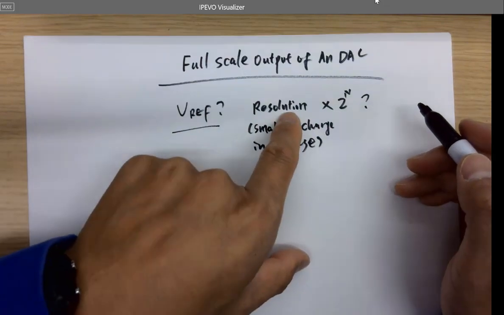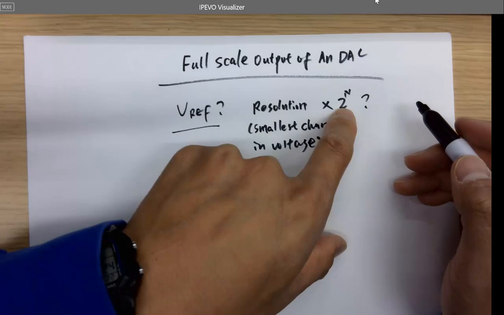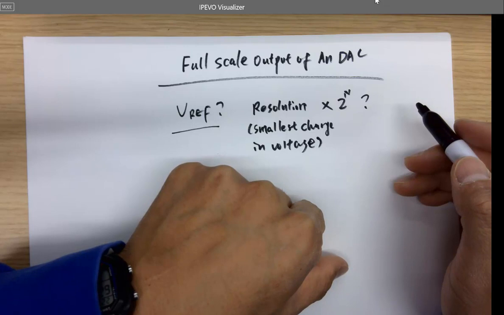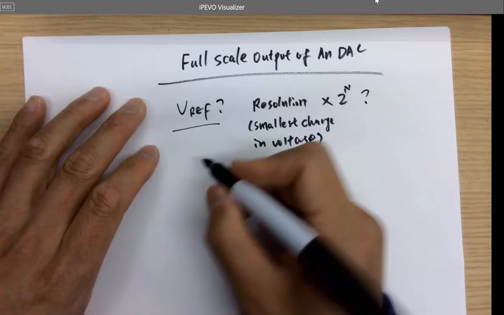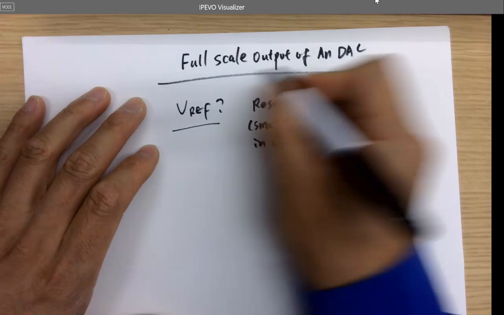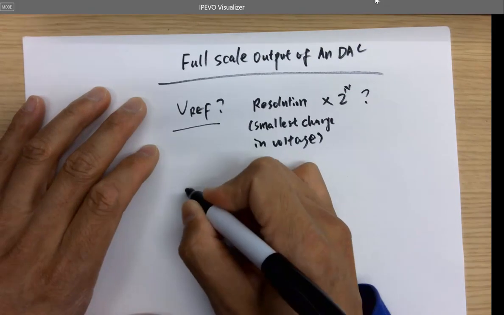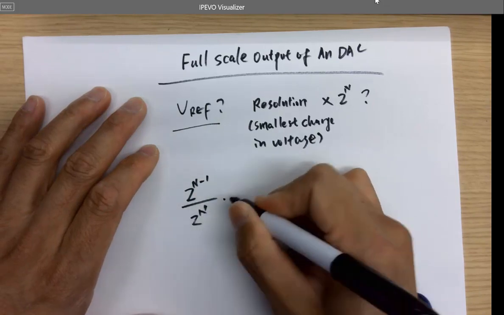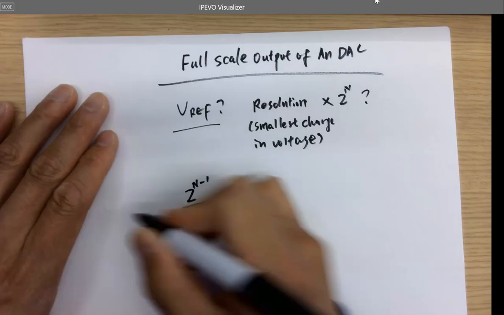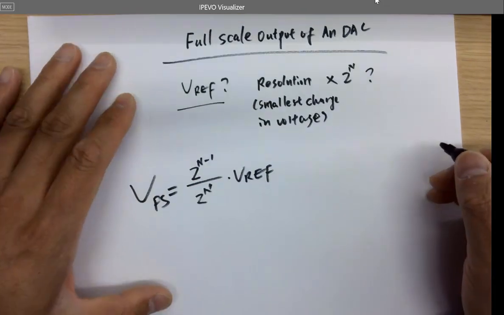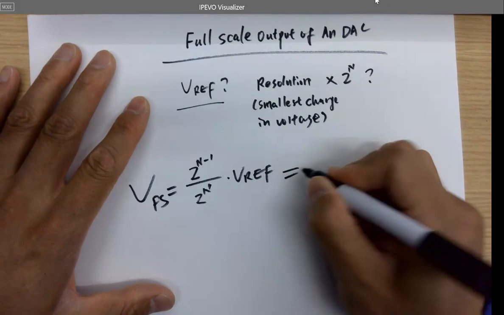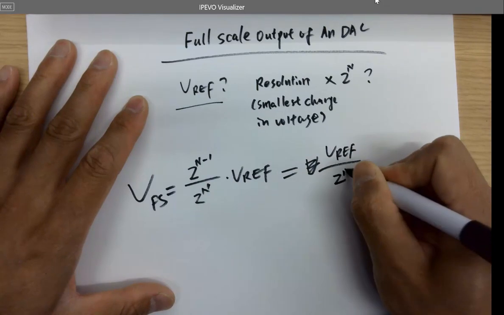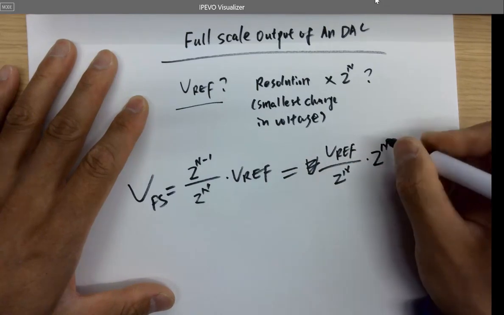So is it the resolution, which is the smallest change in the circuit, times 2 to the nth power? Yeah, it's going to be n minus 1. So the full scale range of the output voltage of the DAC is 2 to the n minus 1's power over 2 to the nth times VREF. V full scale. Or it's VREF over 2 to the nth times 2 to the n minus 1's power.